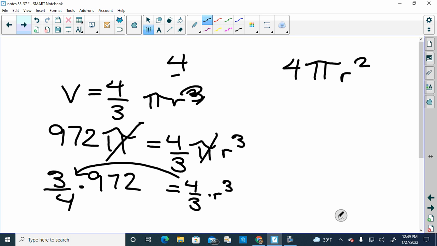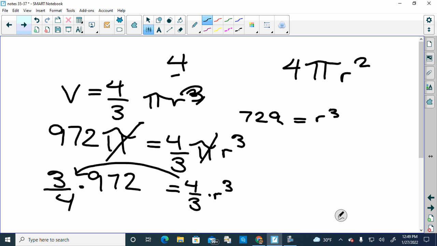Okay, so in your calculator, you're going to go 3 times 972, get that answer, and then divide it by 4. 729? Okay, so that's right. So now I have, and we're going to use this one, but we're going to have r to the third equals 729.